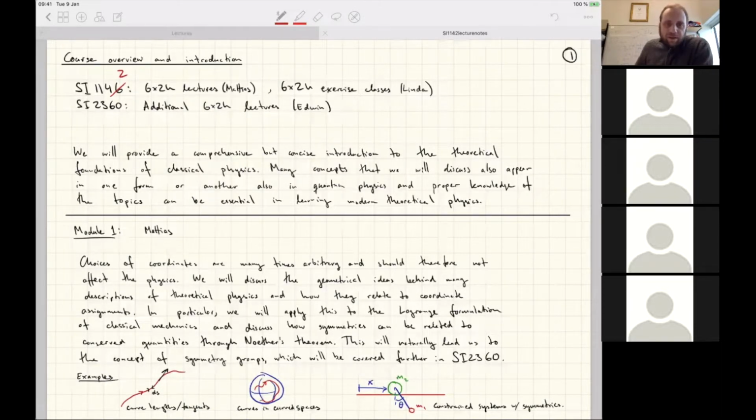So you are going to be essentially two groups of students, and it's going to be the course SI 1142, not 46 as I wrote in the lecture notes. It's a different course. And this is also a part of SI 2360. And the SI 2360 is actually 12 double hours of lectures, not 6 as I wrote in the lecture notes. And out of these, in the second course, I will be giving 3 of the additional lectures on symmetries.